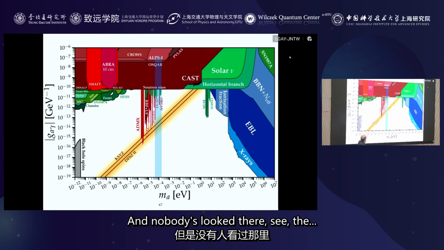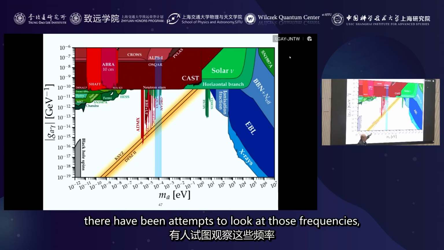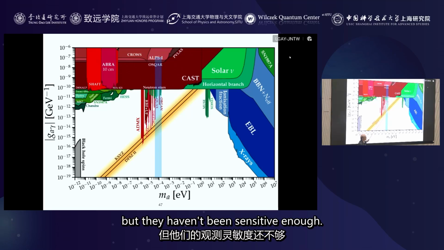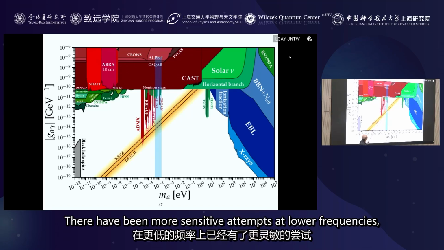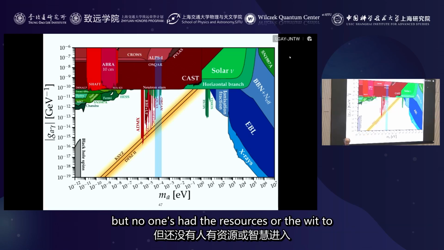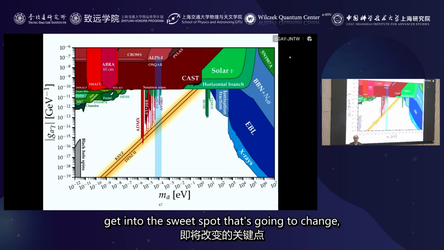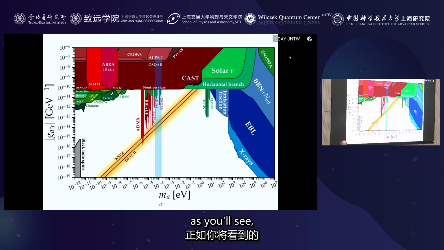See, there have been attempts to look at those frequencies, but they haven't been sensitive enough. There have been more sensitive attempts at lower frequencies, but no one's had the resources or the wit to get into the sweet spot. That's going to change, as you'll see.